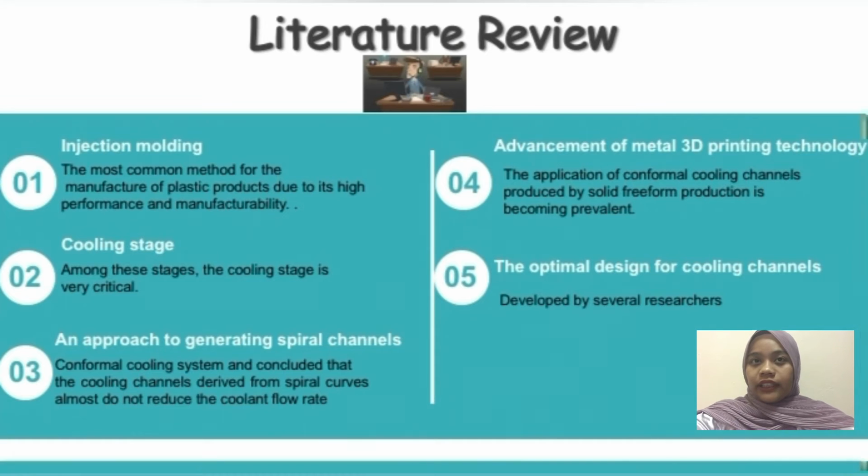Now I will explain about the literature review. Injection molding is the most common method for the manufacture of plastic products due to its high performance and manufacturability. Three critical stages are used in the process of injection molding. First is the filling and packing stage, the cooling stage, and the injection stage. Among these three, the cooling stage is very critical, as a good cooling channel design decreases cooling time, improves productivity, and minimizes unnecessary defects such as sink mark, differential shrinkage, thermal residual stress, and warpage.